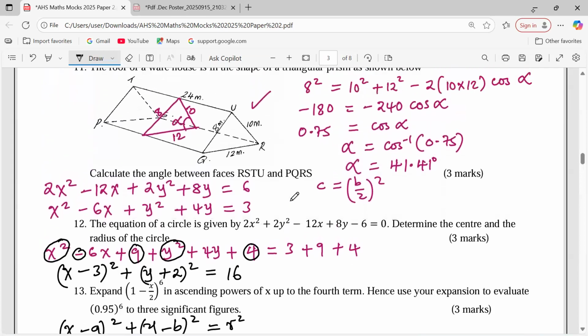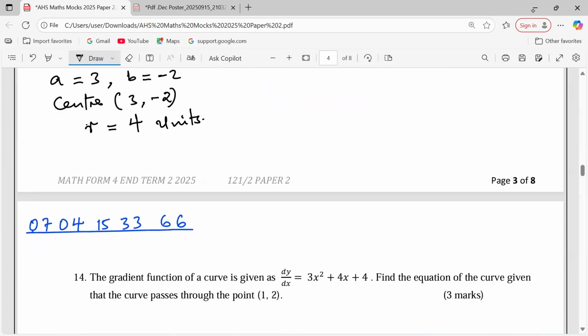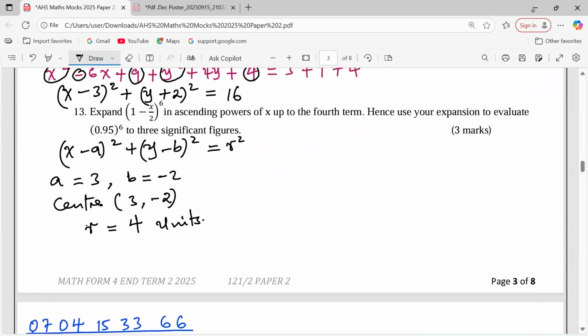Exactly 4 units. I hope due to the spacing, we are not leaving out any question. I just hope that we are moving with every question. Let's check the next question now.